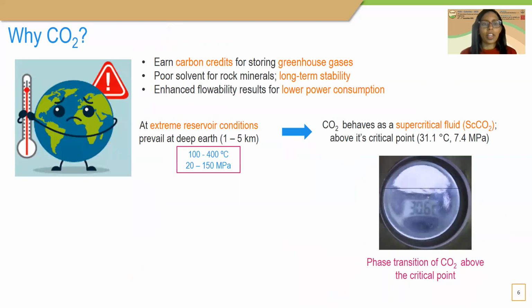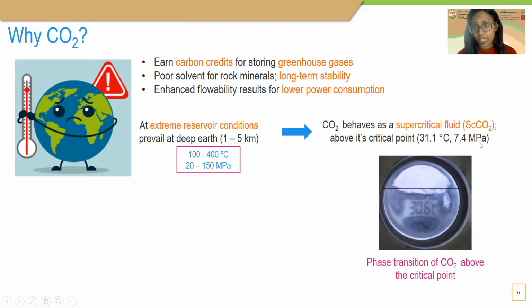So why is it carbon dioxide, not something else? We can earn carbon credits for storing greenhouse gases, and that is the main advantage. And also it is good in long-term stability, and the enhanced flowability of this carbon dioxide results in a lower power consumption for the operating plant. And what happens to this carbon dioxide at extreme reservoir conditions, that means at high temperature and high pressure conditions which prevail in deep earth, this CO2 behaves as a supercritical carbon dioxide.